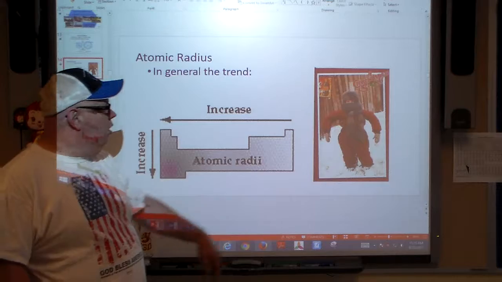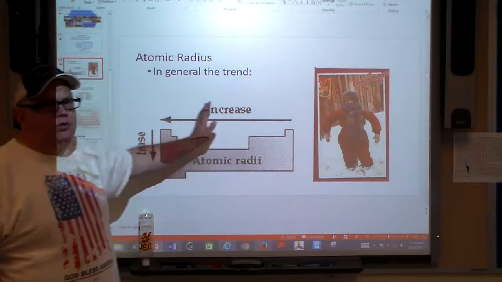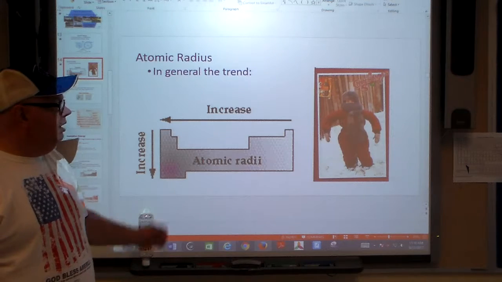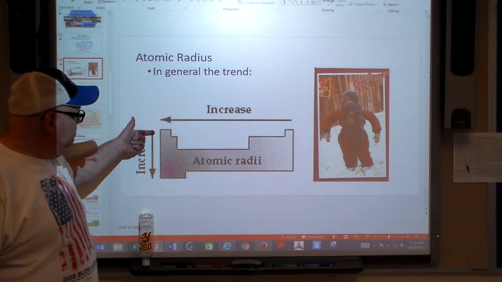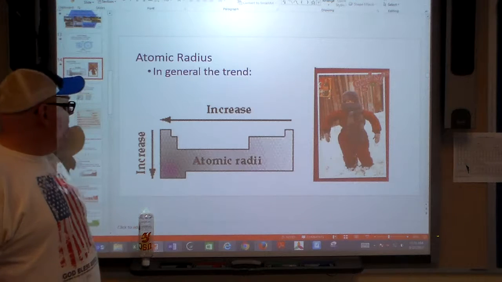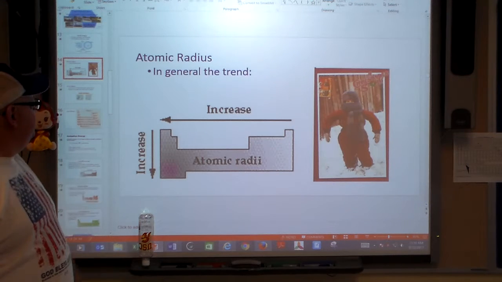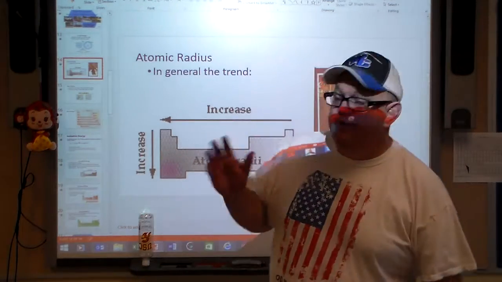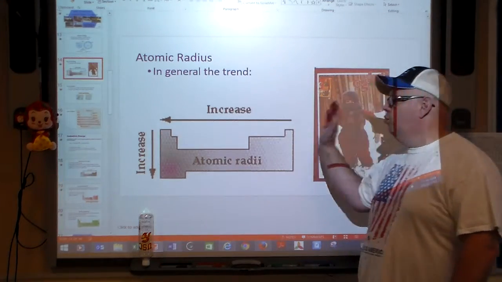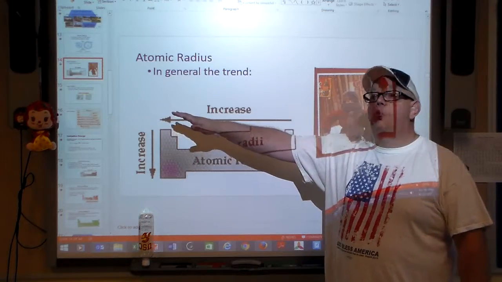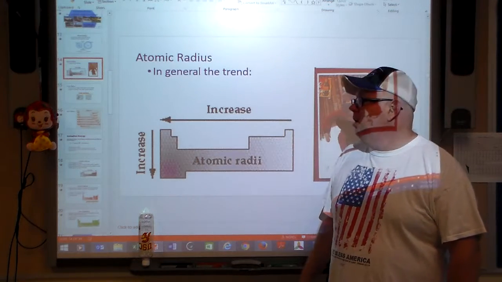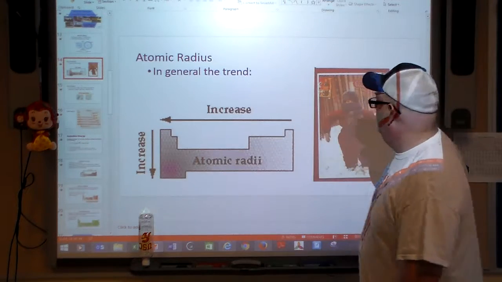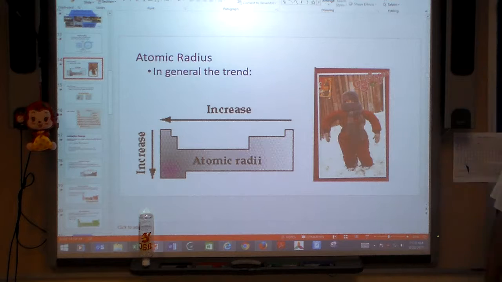Okay? Now, the general idea is that for the atomic radius, if we look at the periodic chart here, if we go from right to left, it actually gets a little bit bigger. As you go down from top to bottom, it also gets bigger. Now, there are some key things here to understand about the trend. So from the trend, going from right to left, going across, it gets bigger. If it goes from top to bottom, it also gets bigger.